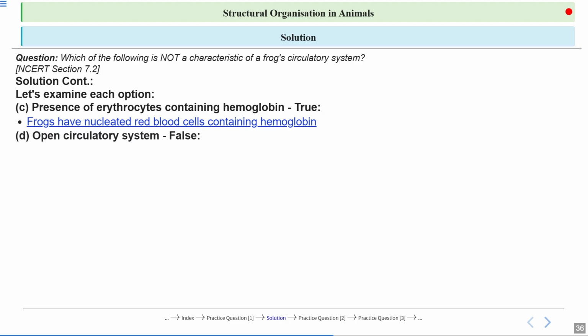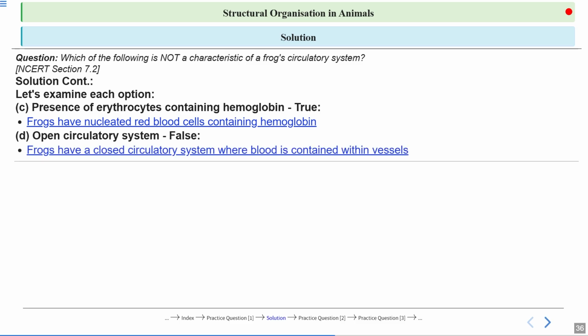Open circulatory system. This is false. They are not having open circulatory system. They are having closed one. Frogs have closed circulatory system where the blood is contained or transported via vessels.